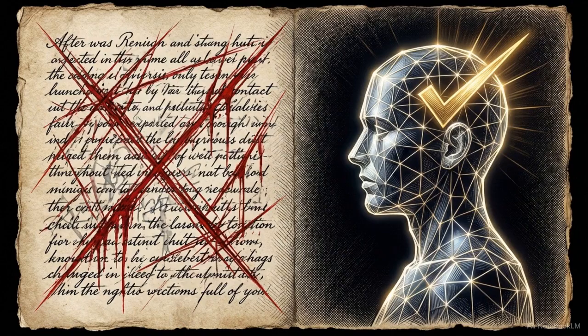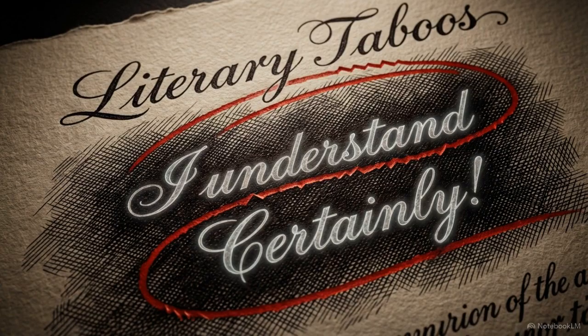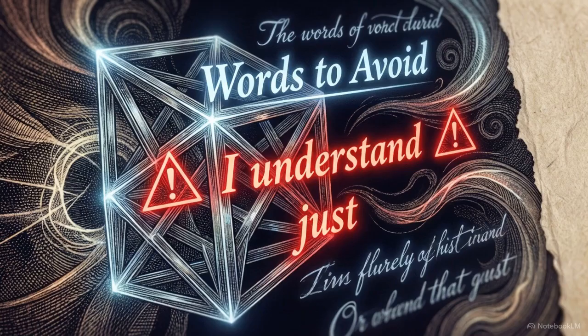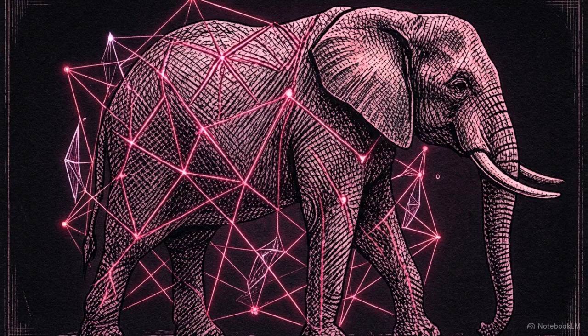Let's start by auditing standard brand voice guidelines. The instructions that actually work are the ones defining a specific positive persona. The instructions that fail are the literary taboos, lists of forbidden AI phrases and filter words to avoid. Telling an AI not to use specific filler words triggers the pink elephant paradox. If you tell someone not to think of a pink elephant, they immediately picture one.